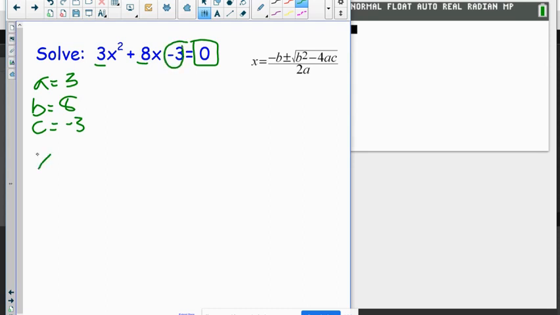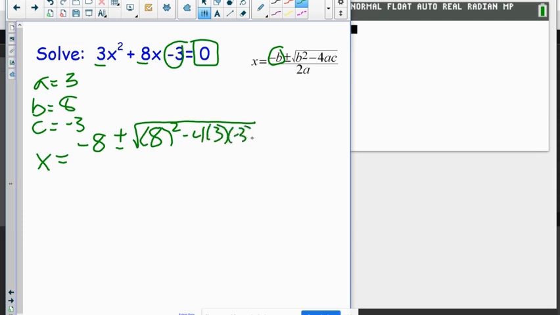So now to find my x's, I'm just going to plug it into my formula. Now the opposite of b here means that I just want to take b and change the sign. So since it's positive 8, I'm going to write negative 8 plus or minus the square root of b squared. And remember, we always want to put that in parentheses. Minus 4 times a times c all over 2 times a.